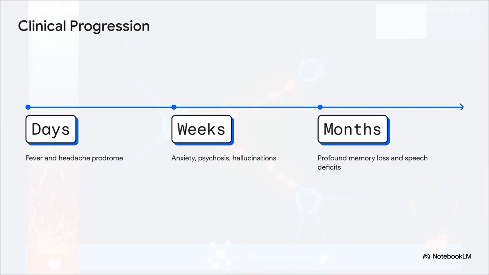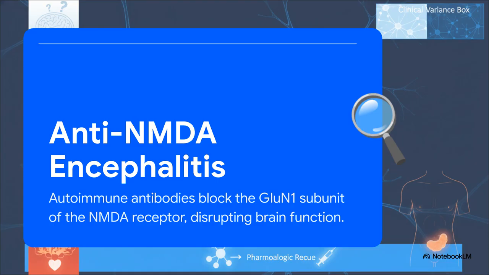But within weeks, this completely derails. The patient plummets into severe psychiatric symptoms. We're looking at acute anxiety, terrifying psychosis, and vivid visual or auditory hallucinations. And then, over the next few weeks to months, they hit profound memory loss and severe speech deficits, like mutism or echolalia. This whiplash from a mild viral-like onset to profound psychiatric and cognitive collapse, that's your absolute first major red flag. The underlying mechanism driving all this chaos is honestly fascinating.